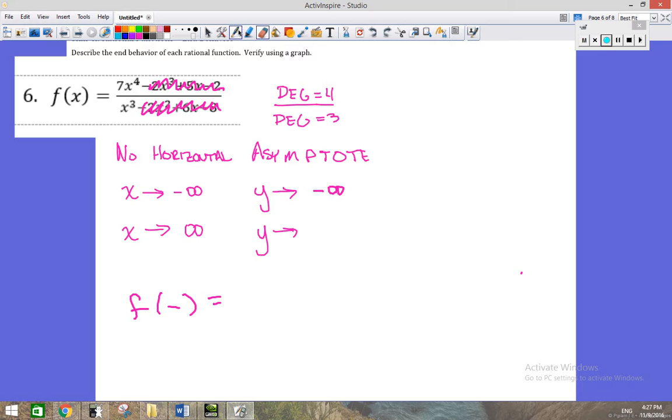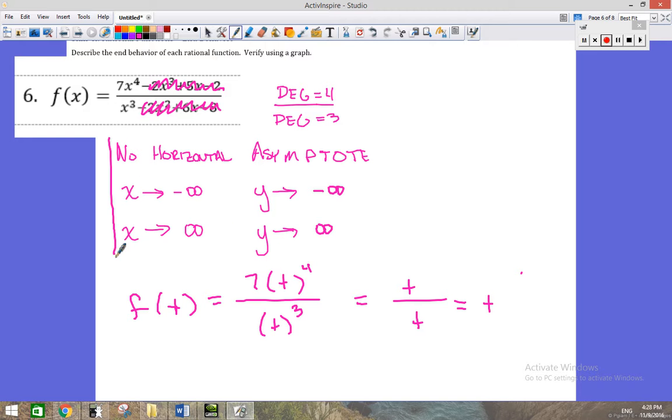When the x values are getting large in a positive sense, what's going on? Well, we've got this positive number 7 times a really big positive number raised to the 4th power. Positive, raised to an even power, is going to be a positive value. And the denominator, this positive number cubed is positive, and a ratio of positive numbers is positive. So as x is getting towards positive infinity, so is y. Y is approaching positive infinity. So there is our end behavior.